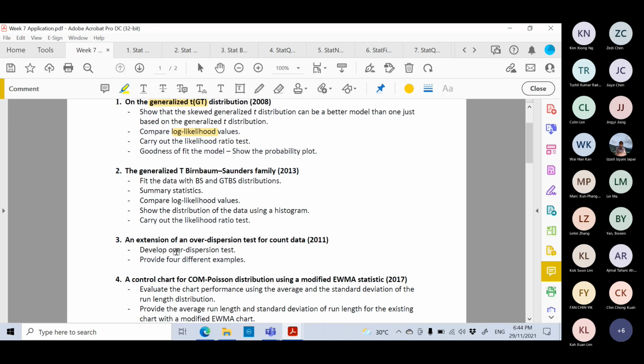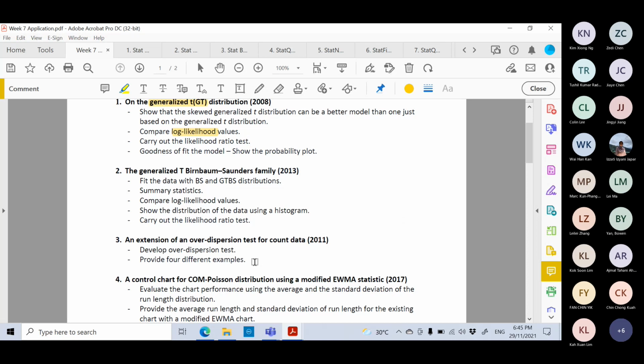the first thing is they develop the over dispersed test here. And then in this one here, the authors provide just 4 different examples to justify their work. Okay, how many examples in your research journals, it depends. But based on my experience, if you're going for certain publications, some of the reviewers may request you to provide more examples.